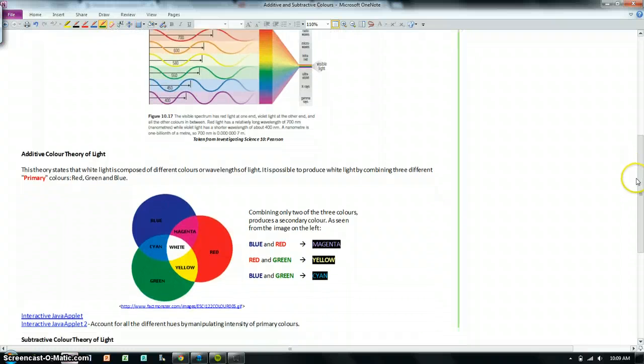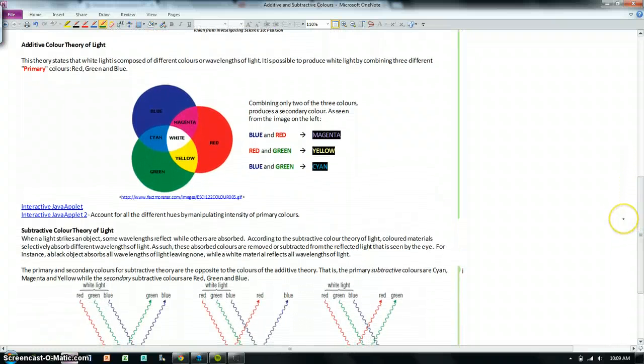So that follows what we call the additive color theory of light. This deals with light in air, as light travels through air. You can see we have three primary colors, red, green, and blue. When those three primary colors combine, they create white. But you can also get secondary colors. For example, if you combine blue and red, you get magenta, blue and green you get cyan, and red and green you get yellow. Different combinations and different amounts of each one give you the different colors of the rainbow.